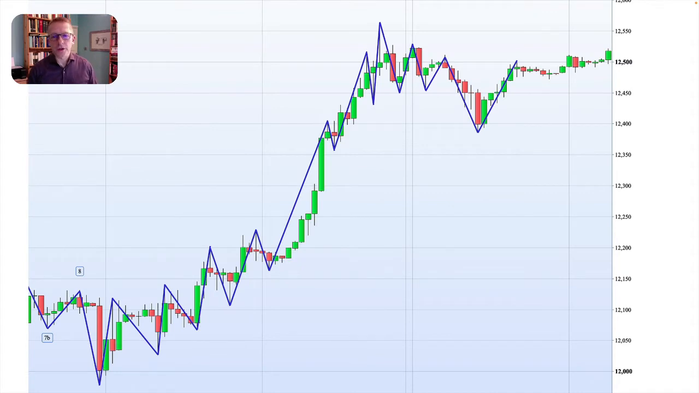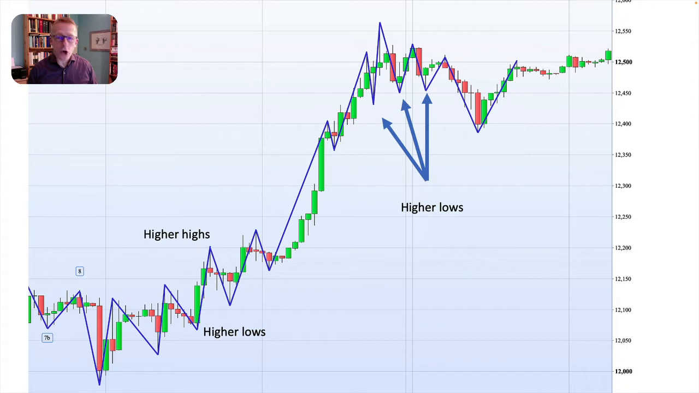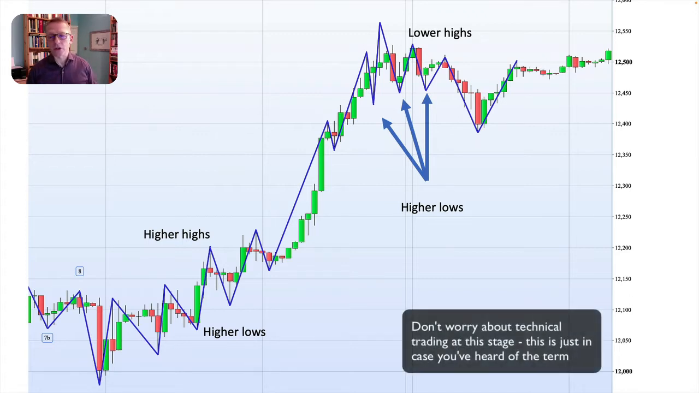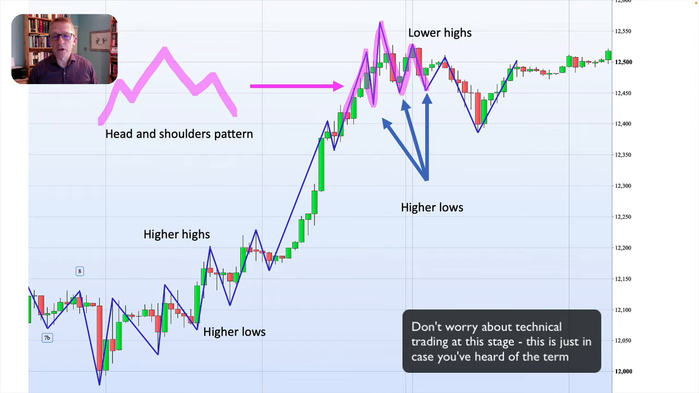From the 9th to the 13th of the month, a standard bull trend reasserts itself. We have a series of higher highs and higher lows, breaking down at the top of the diagram with a sequence of higher lows but not higher highs. These are lower highs. Indeed, somebody who's looked at technical trading may spot a head and shoulders pattern at the top, which is held as a predictor of a reversal.